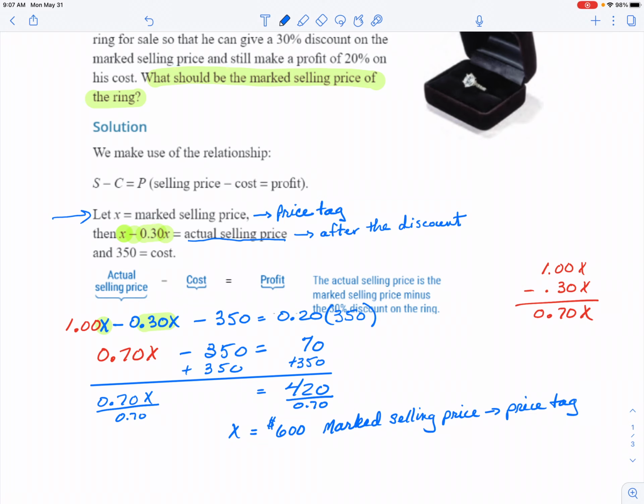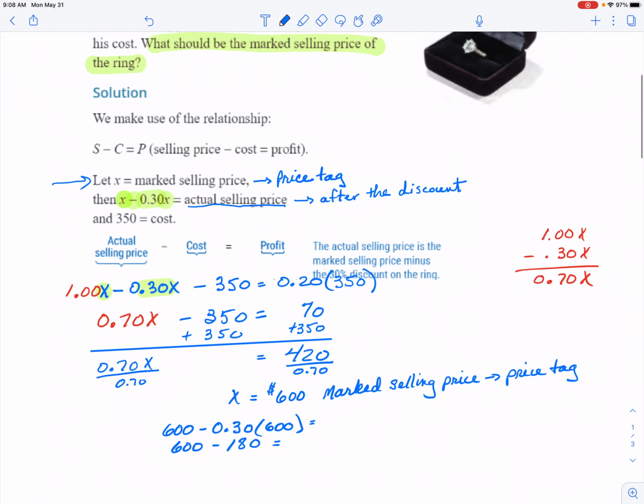Right? And he says he's willing to come down 30%, which is $180. I think that's right. Which brings him down, what is that, 500, 420. Yes. So that is the $420 that he would sell it for. This is the actual selling price.